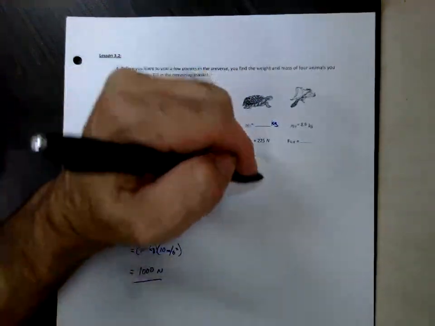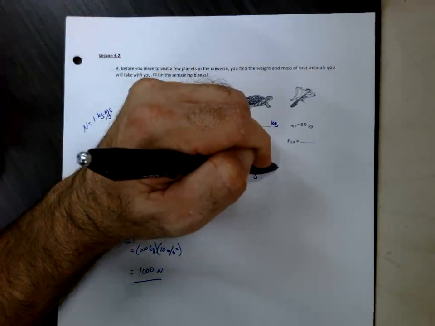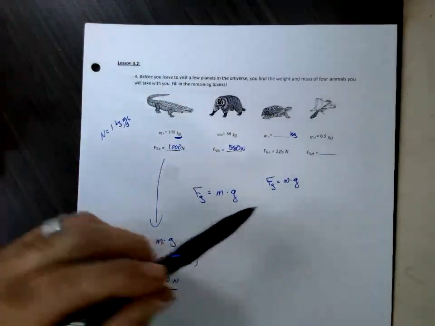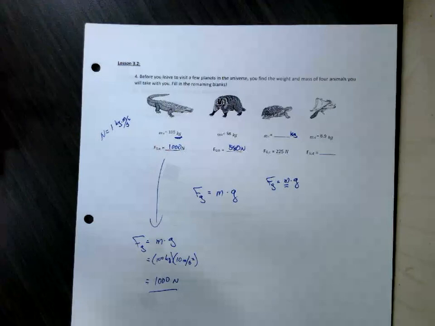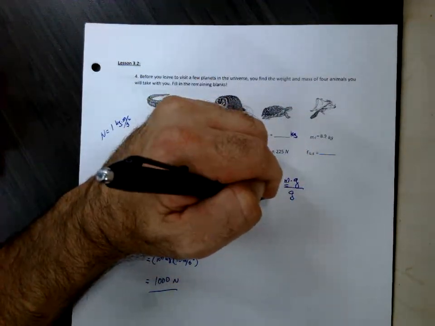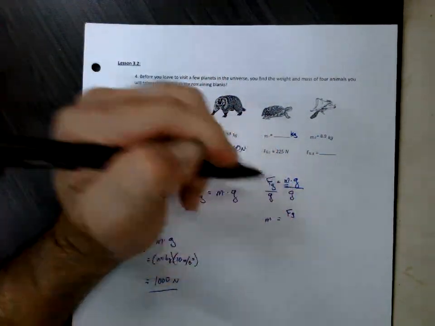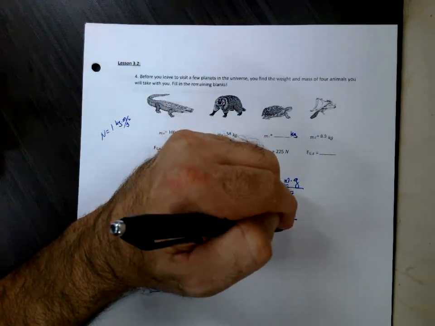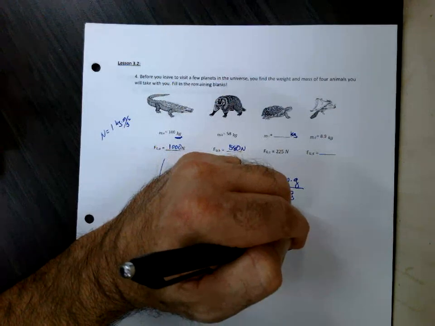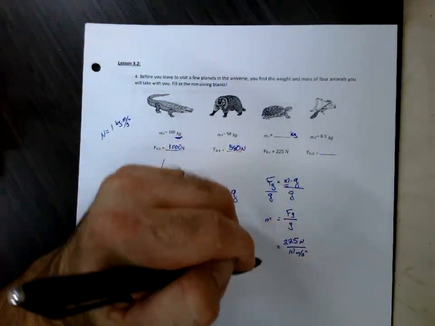Now our box turtle, we're told that his weight is 225 newtons, and we need to find his mass. So that means we're going to take our formula. Force of gravity, weight, equals mass times gravity. But we need to solve for mass. So that means we're actually going to divide both sides by gravity, and we'll get mass equals the weight of the turtle divided by the acceleration due to gravity. Or in other words, 225 newtons divided by 10 meters per second squared.